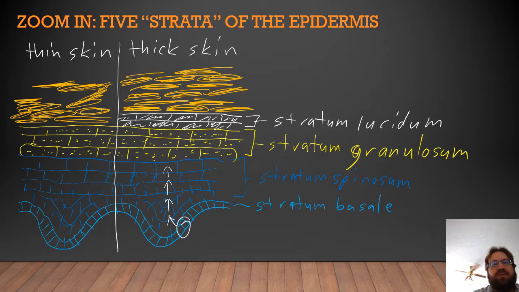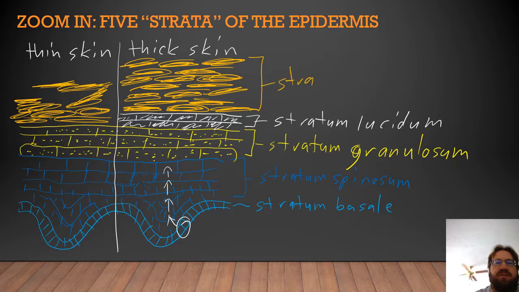And we call them cells very loosely because they're dead. They do not have a nucleus anymore. They don't have any of the organelles that keep a cell alive. They're just bags of keratin protein. And then this top layer, whether it's on the thin skin or the thick skin, is known as the stratum corneum.